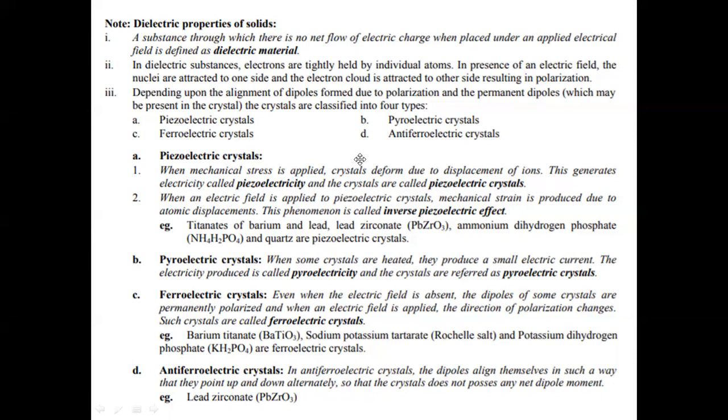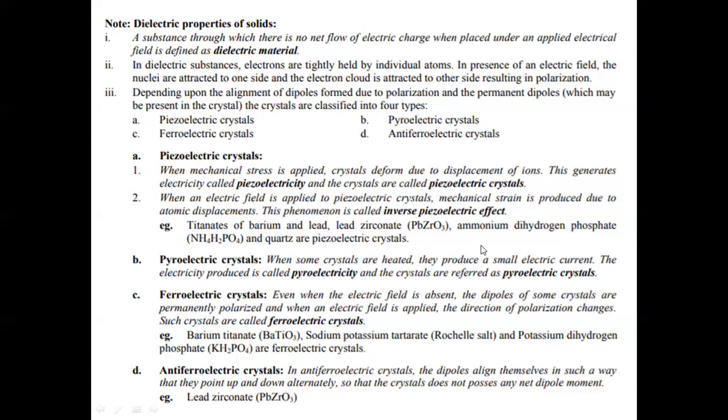Let me consider piezoelectric crystals. When mechanical stress is applied, the crystal deforms due to displacement of ions. This generates electricity called piezoelectricity, and the crystals are called piezoelectric crystals. When an electric field is applied to piezoelectric crystals, mechanical strain is produced due to atomic displacements. This phenomenon is called the inverse piezoelectric effect. Examples: titanates of barium and lead, zirconate, ammonium dihydrogen phosphate, and quartz are piezoelectric crystals.